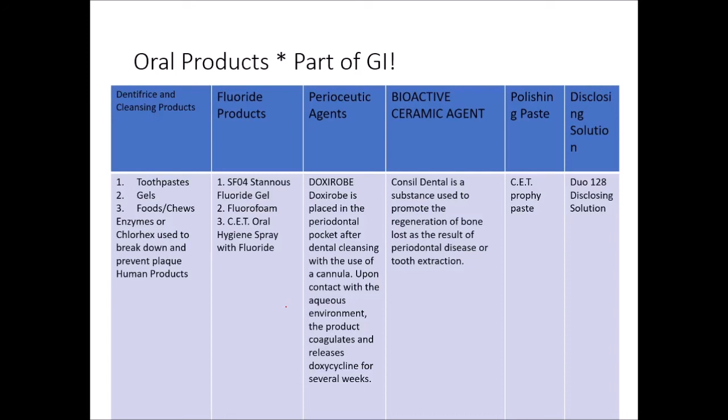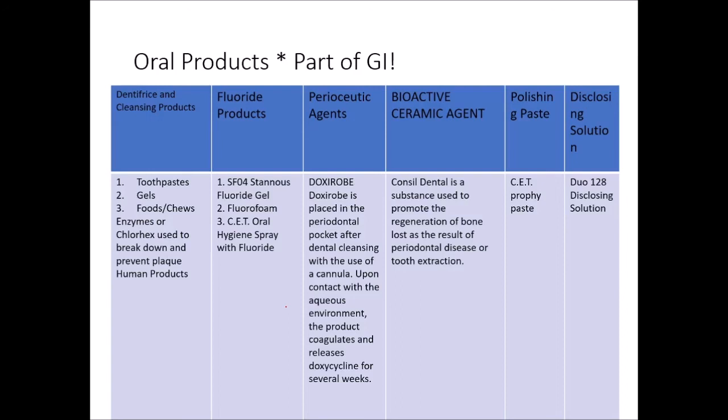Polishing paste, we usually use CET prophy paste, and then disclosing solution is something we can use if an animal looks like it has perfectly clean teeth. We use this disclosing solution to show the presence of plaque.